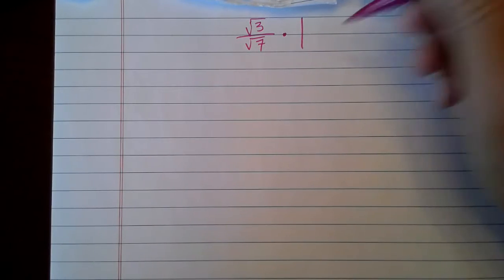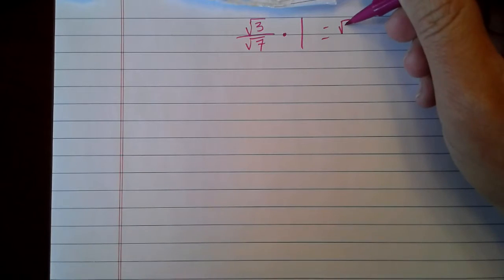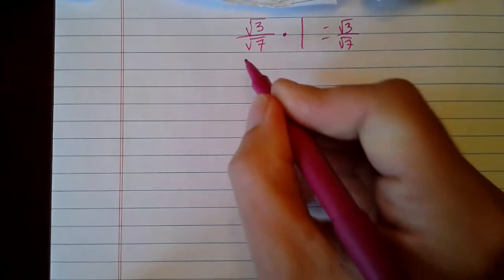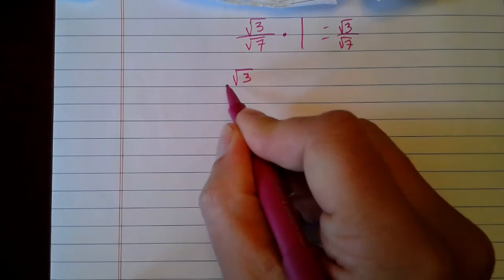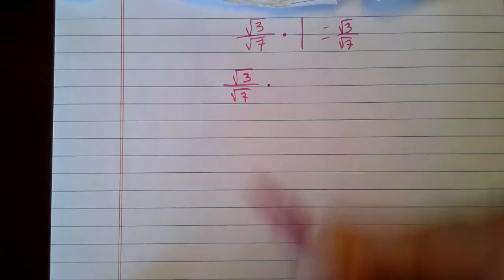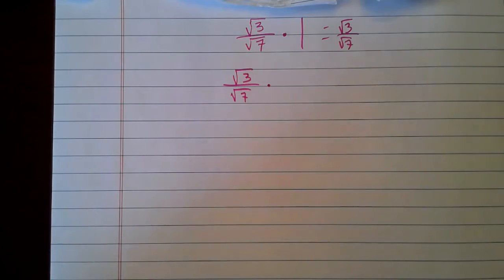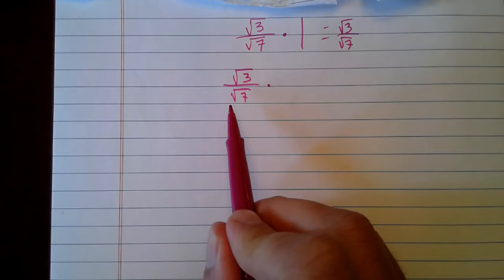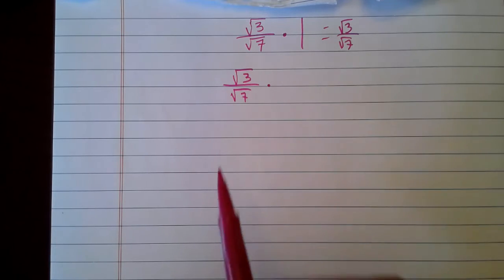Now, if I just multiply it by 1, I get root 3 times root 7, and that doesn't help. So I need to multiply it by a value of 1 that will change its appearance. Meaning I could multiply it by 2 over 2, or 3 over 3, or whatever. But the purpose is to eliminate the radical in the bottom.